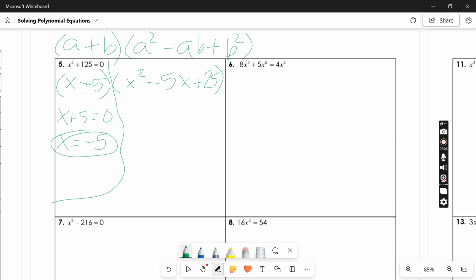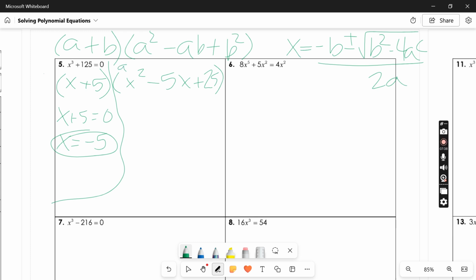and so I could use completing the square or the quadratic formula. I can't use factoring because this one doesn't factor nicely. So I'm just going to use the quadratic formula. If you've forgotten what that is, it's x equals negative b plus and minus the square root of b squared minus 4ac all over 2a. So basically I'm going to fill in this formula and then just simplify.